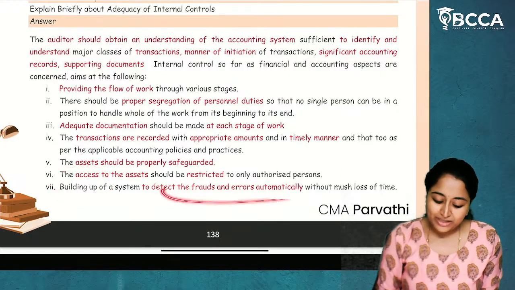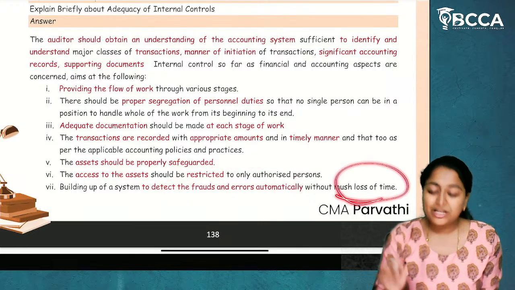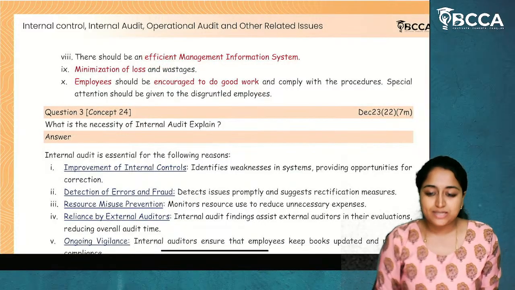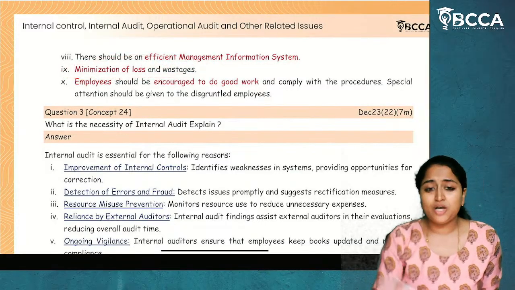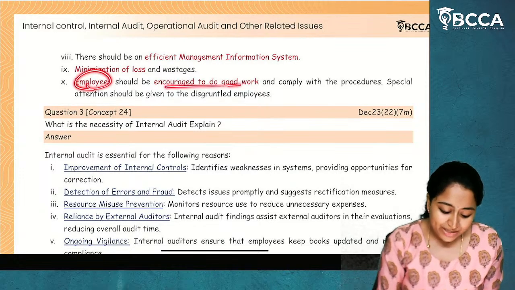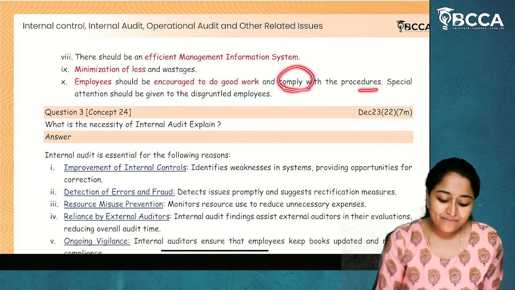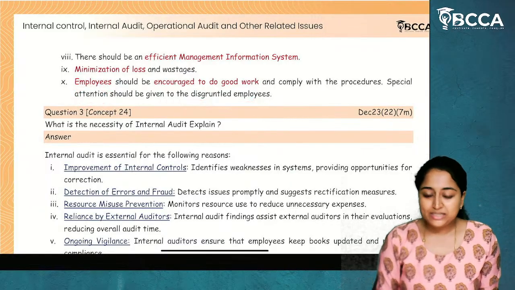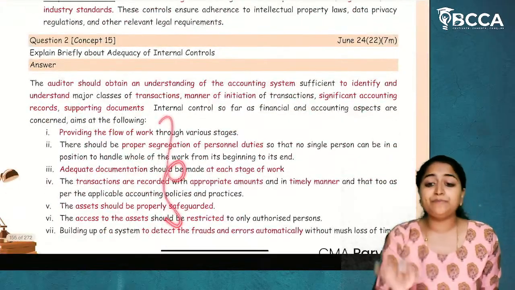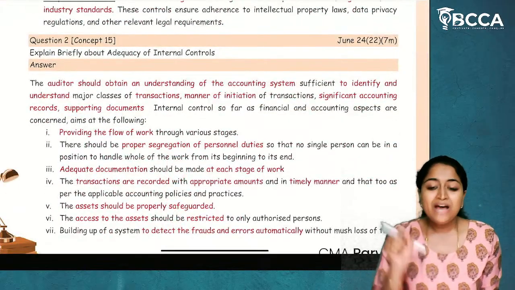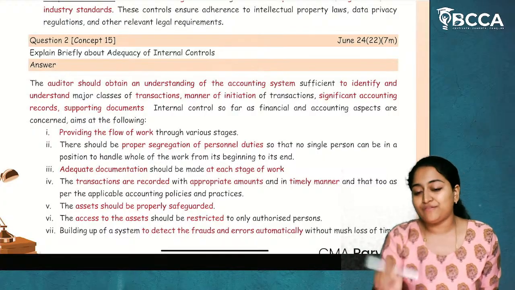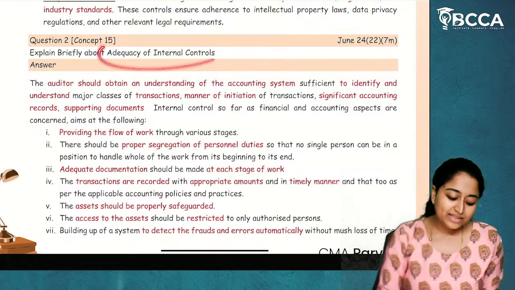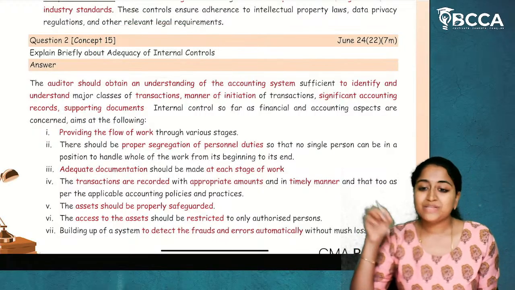Build a system to detect frauds and errors automatically without much loss of time. There should be an efficient management information system. Minimize the losses and wastage. Employees should be encouraged to do good work and comply with the procedures. Special attention should be given to disgruntled employees. So all these are the steps to be taken in internal control when you are going for the assessment of the financial and accounting aspect. So this is regarding the adequacy of internal control. I hope it is clear.